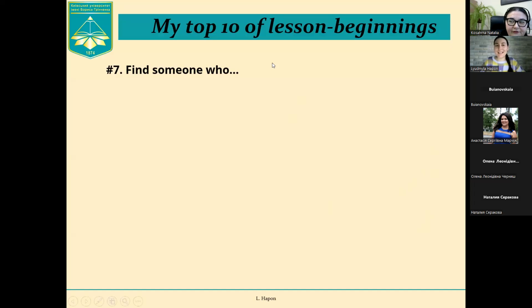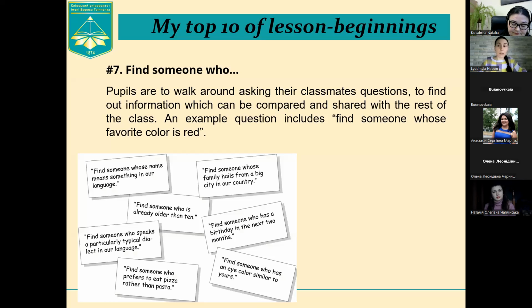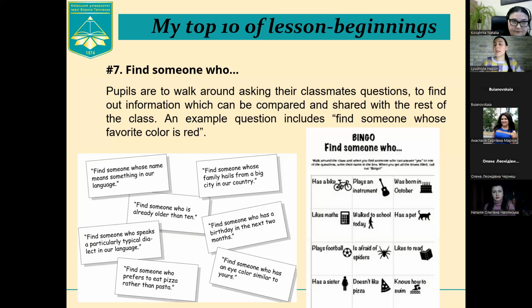Okay, I move on. The next activity is called find someone who. Again, in advance, we have to prepare some questions on the card and find somebody who has a quality or a feature and so on. For example, find someone whose favorite color is red. You have the limited time of 5 or 6 minutes, and you have to ask as many people as is possible in your class to collect the information on the paper. The questions can be absolutely different, and also it can be combined with the game bingo.